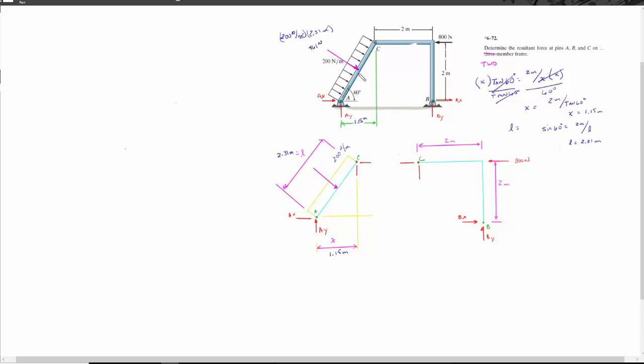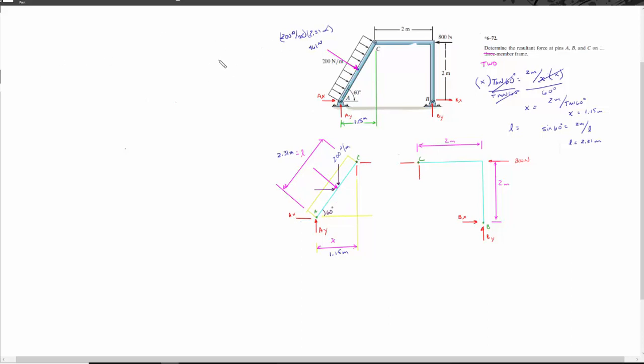I'm also going to need to find, let's go ahead and draw that in a different color, this component, and I'm also going to need to find this component. I know this is 60 degrees. I know that's 60 degrees, so I'm going to go ahead and draw this piece out over here.